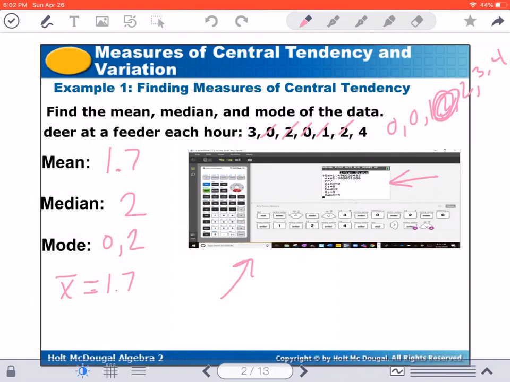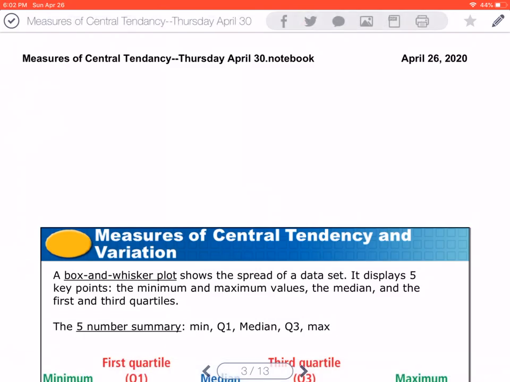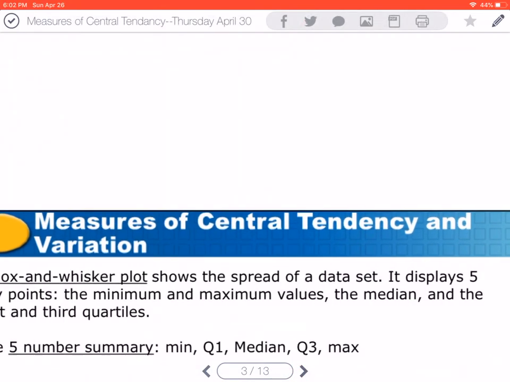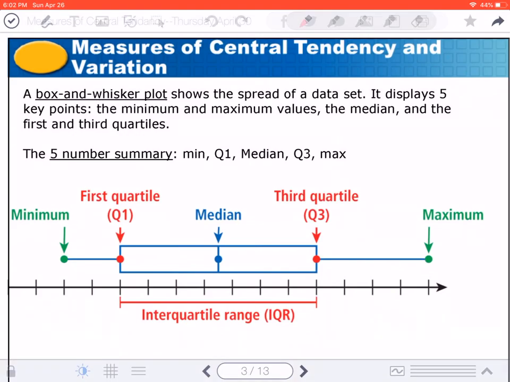Or you can just look at your data values and figure that out. All right, so let's look at this next slide. This next slide, we want to talk about something called box and whisker plots. Once again, this is not necessarily new information, right? You saw box and whisker plots in Algebra 1, but we want to go over it briefly again.